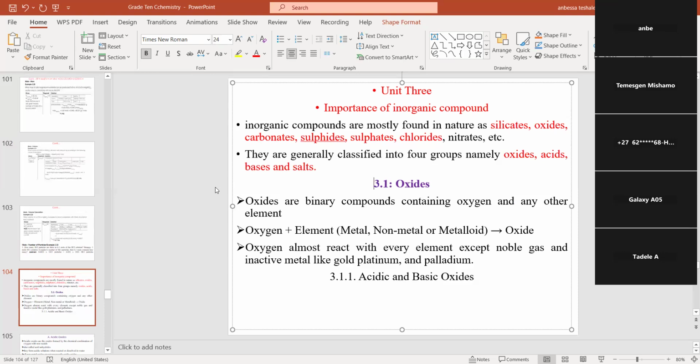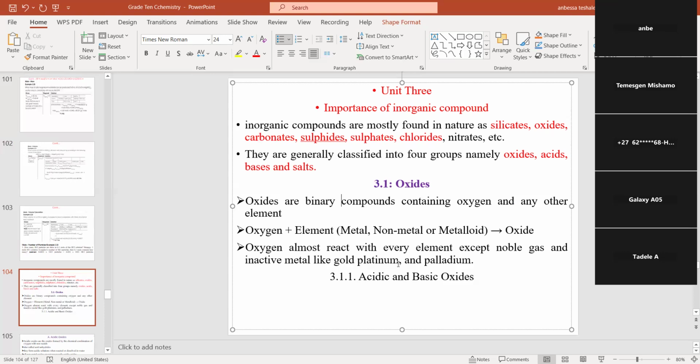As you know that oxides are binary compounds containing oxygen and any other element. Binary compound ማለት a compound that contains 2 elements. So አንዱ element must oxygen ነው ቀጥሎ ያለው ሌላ ማንኛውም element ሊሆን ይችላል. This compound is known as oxide. So oxygen plus element, elemenቱ ሜታል ሊሆን ይችላል ሜታሎይድ ሊሆን ይችላል. Any element plus oxygen gives oxide.